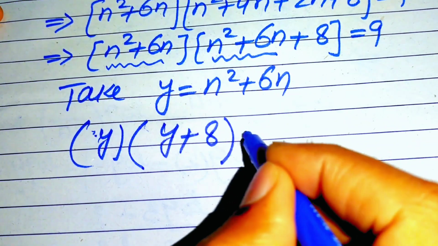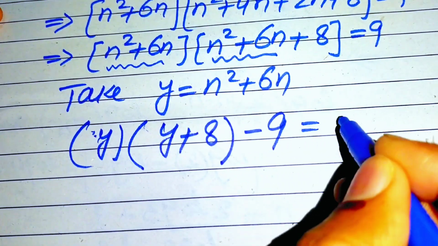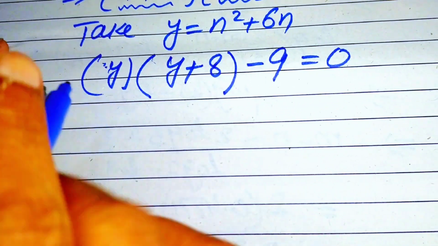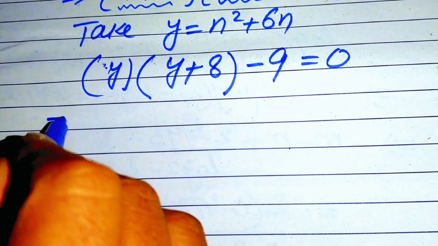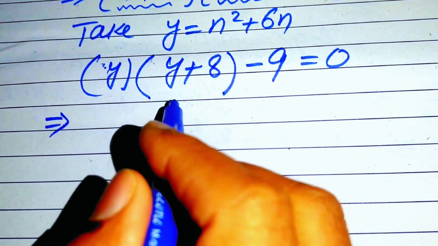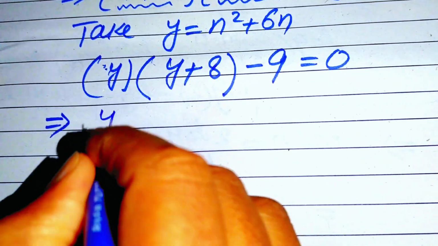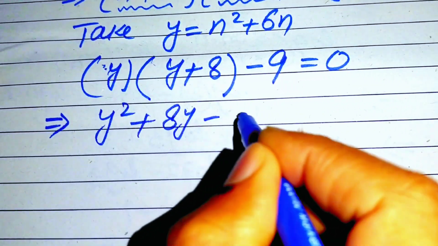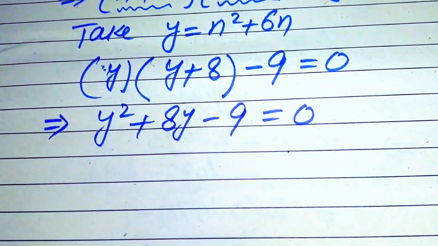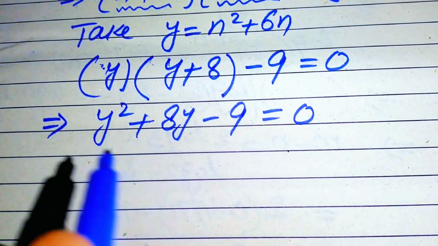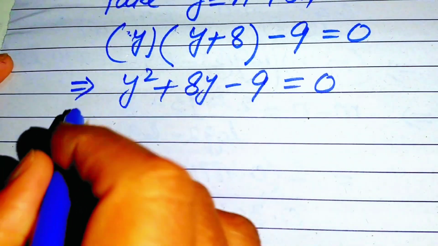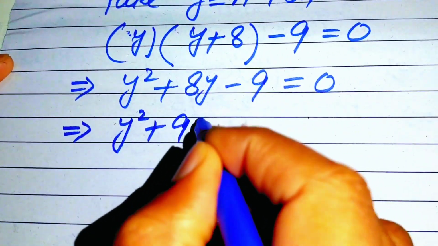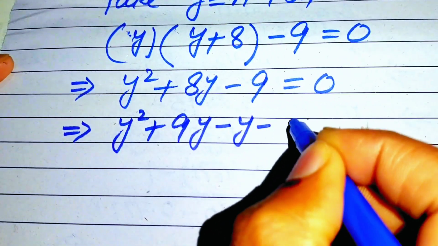And we move this 9 to the left hand side, and it becomes minus 9, and this whole equation equals 0. Here we multiply these two factors, and we get the equation in quadratic form: y square plus 8y minus 9 equals 0. Now we can easily factor this quadratic equation.